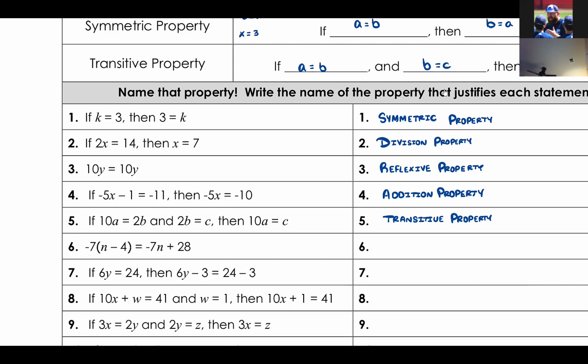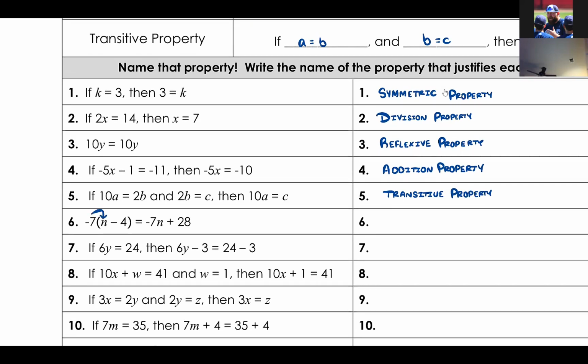Number 6, negative 7 times n minus 4 equals negative 7n plus 28. What changed? The parentheses are gone, okay. And they multiplied the negative 7. So multiplication property? Or what? Why distribute, not multiplication? The easiest one is they didn't do it to both sides, right? So if they don't do it to both sides, it's not multiplication. They just distributed that negative 7, and you're 100% correct, sir. So we've got the distributive property.